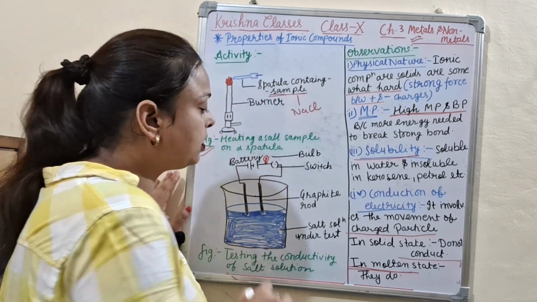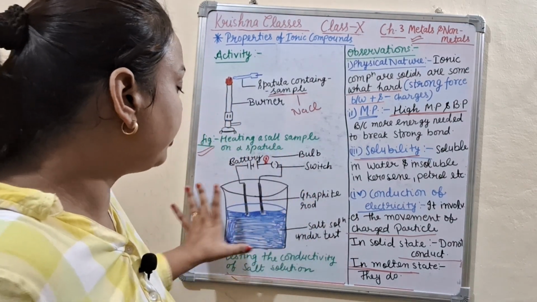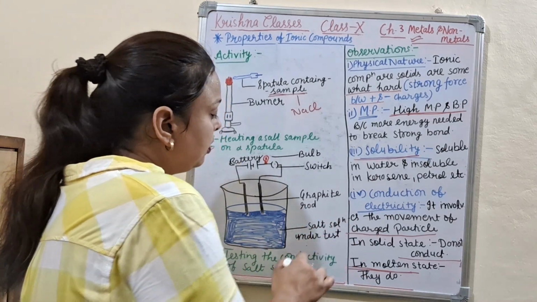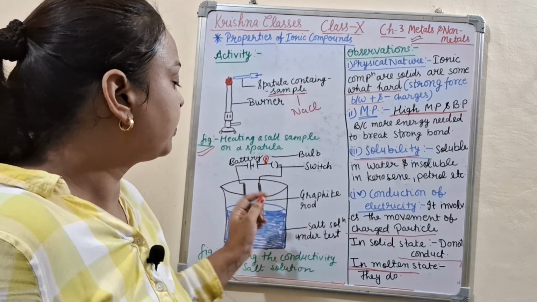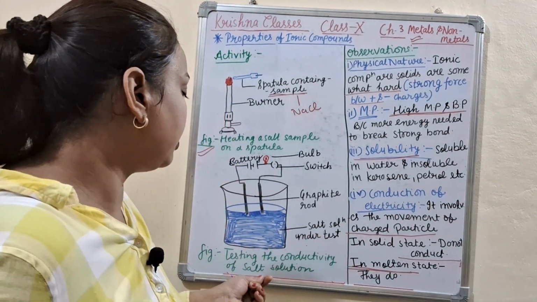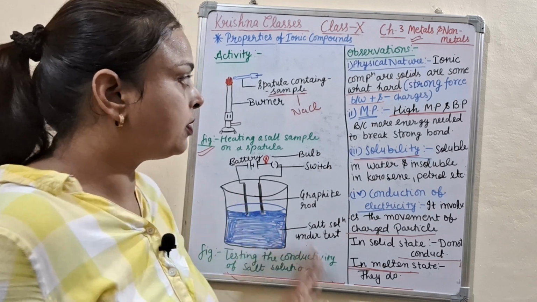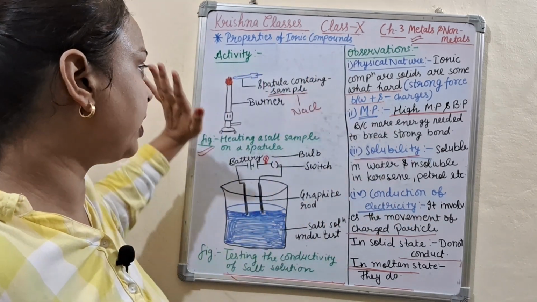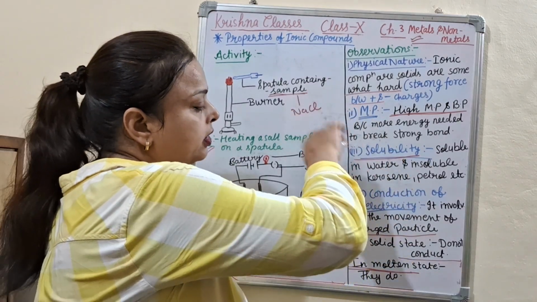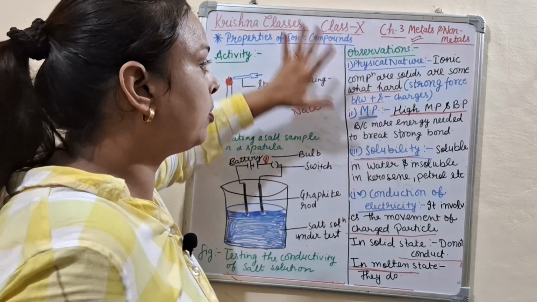You can see in the second activity, here is the salt solution under the test. In this state, the ionic compound is in its molten state. That's why they conduct electricity. So this is today's class. I repeat again, here two activities have been given, and by these activities we will find out some observations.